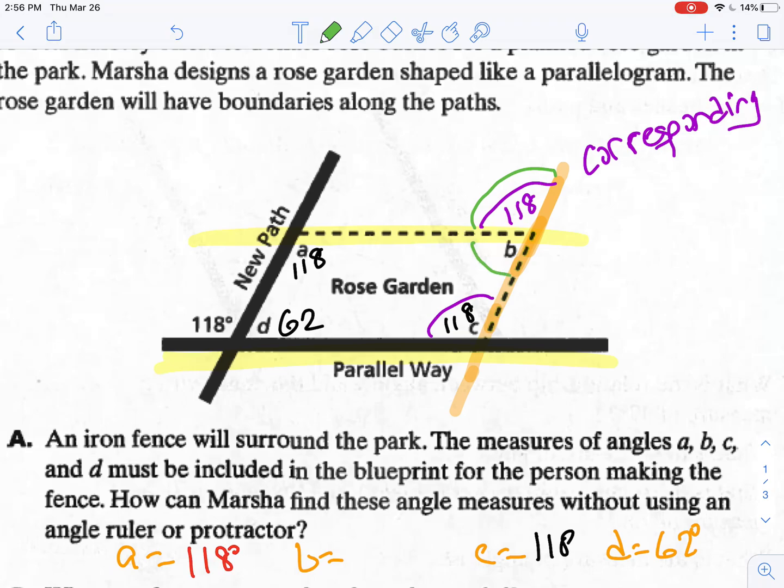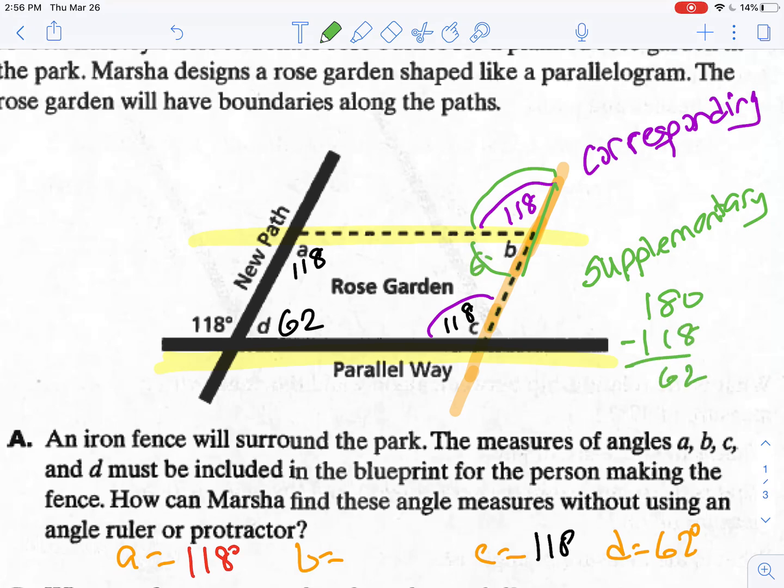118 degrees. And then we know that this angle right here and this angle right here are, you should be saying it, they make a straight line, so they are supplementary. So we take 180, we subtract the 118, and we're back to our 62 degrees. So that's how you found the angles, the A, B, C, and D.